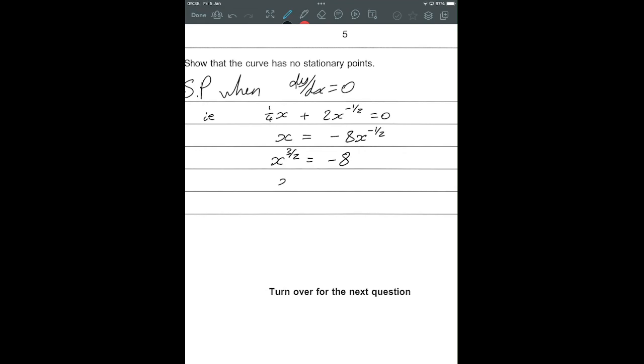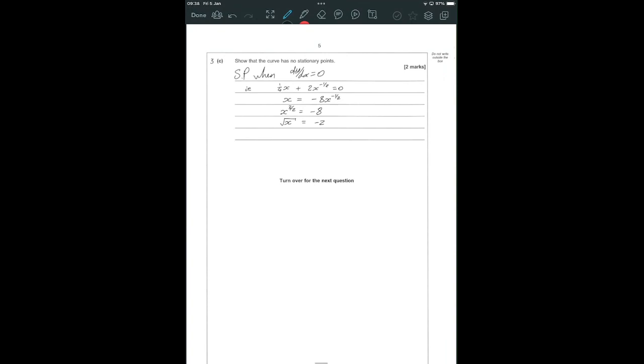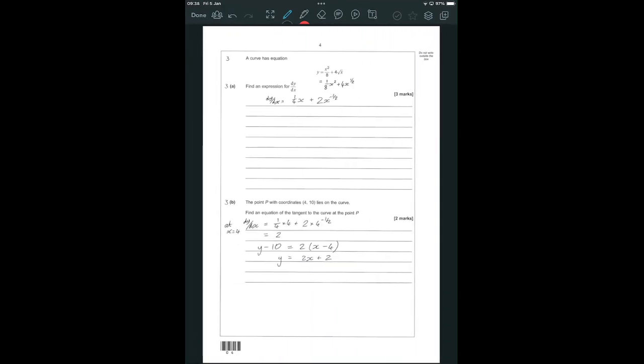And if I cube root, that's saying the square root of x is negative 2. And then that has no solutions, as you can't square root. As the square root of something is always positive when written with just the square root symbol. It implies a positive square root.